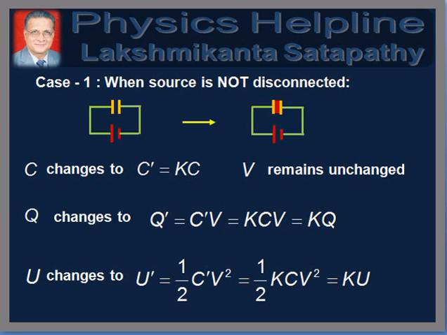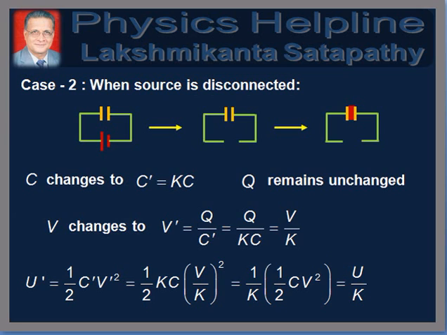The situation is shown in the figure. The capacitance changes to C' = KC. Since it is connected to the source, V remains unchanged. Therefore, charge stored in it will be Q' = C'V = KCV = KQ. And the electrostatic energy stored in it will be U' = 1/2 C'V² = 1/2 KCV² = KU.